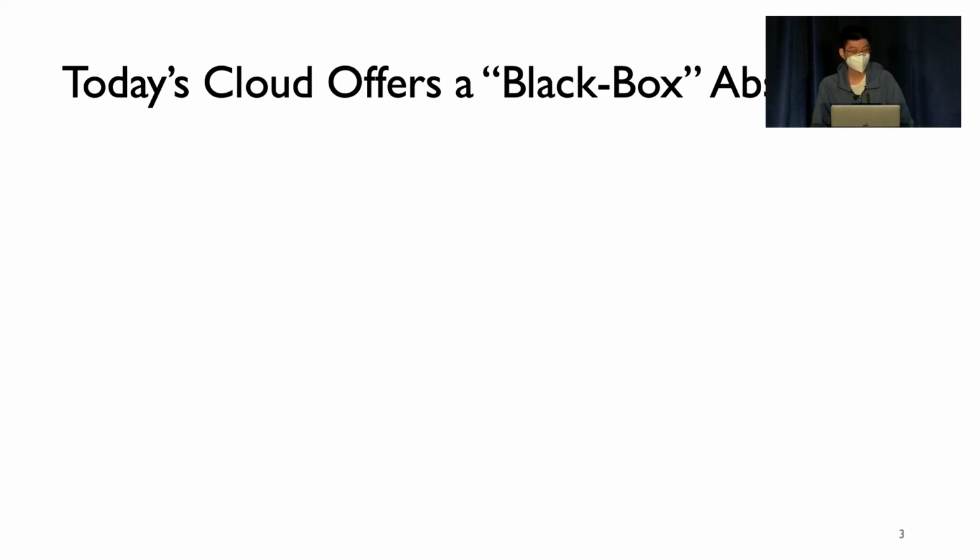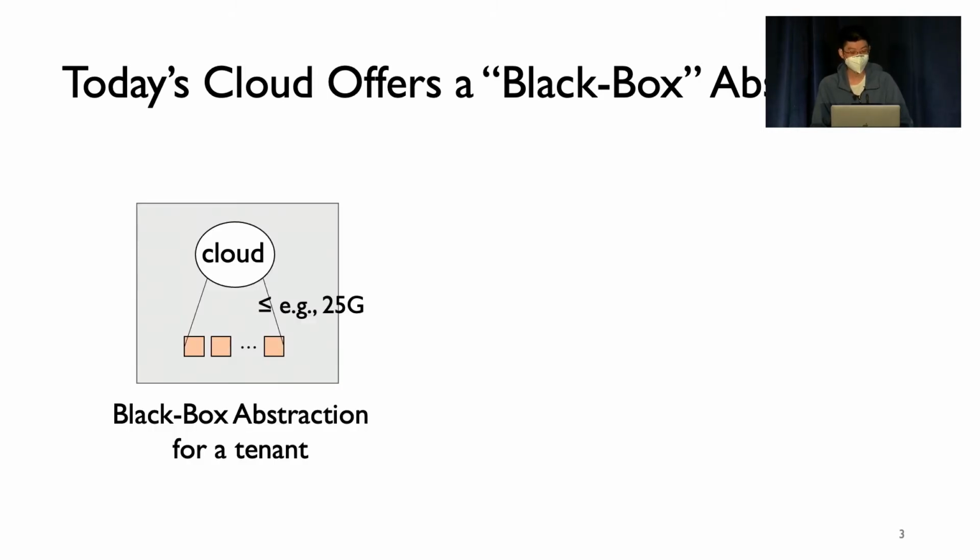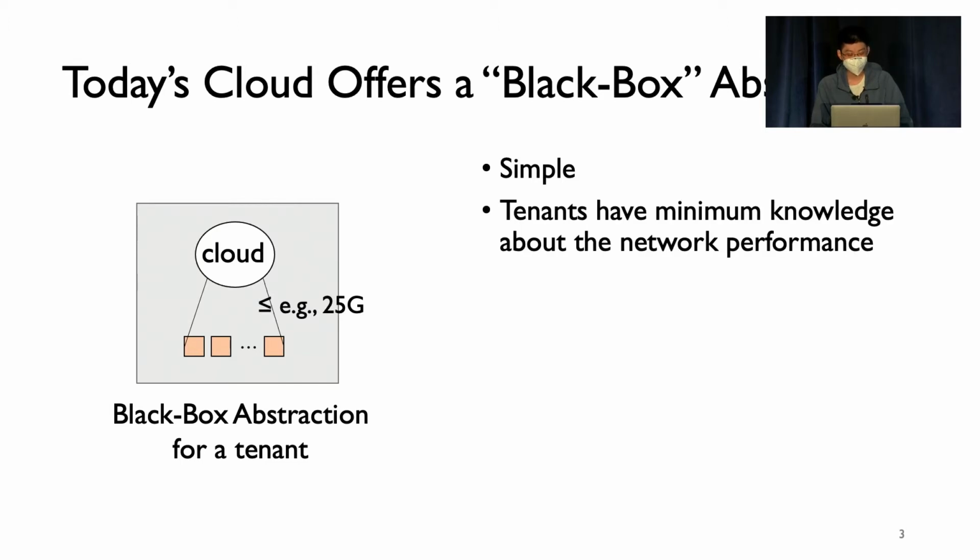It's a black box model in the sense that some information is hidden. For example, here's a typical depiction. In this picture, all the instances, all the virtual machines of the tenant, are connected to the cloud fabric. And each instance has a bandwidth of, for example, no more than 25 gigabits per second. This abstraction is simple. However, tenants only have minimal knowledge about their network performance.